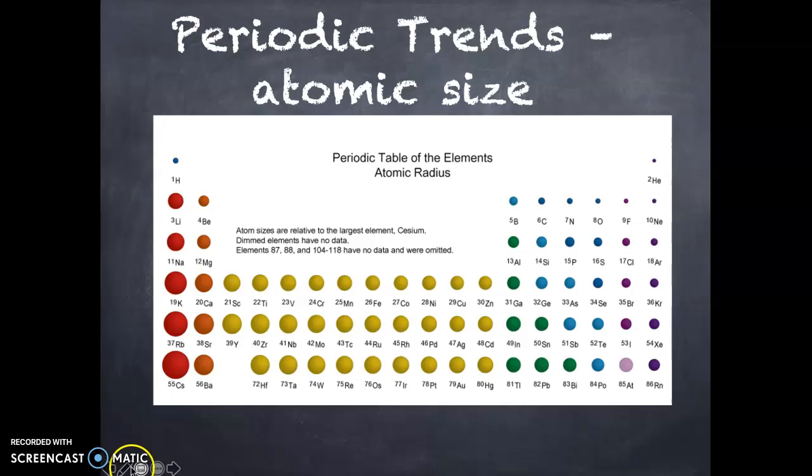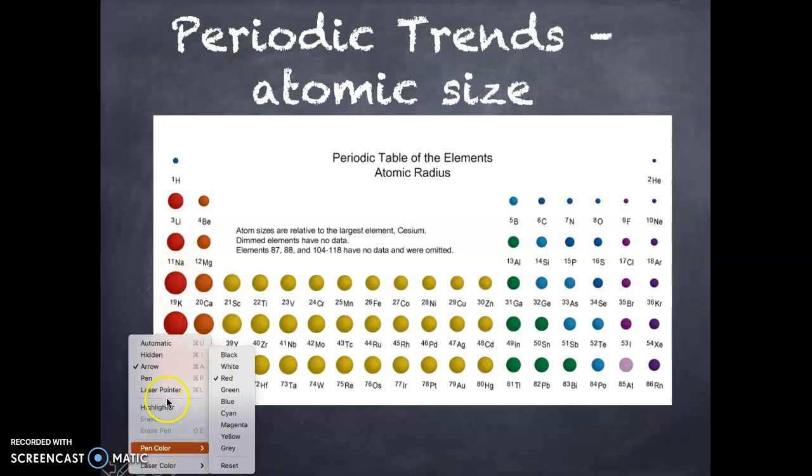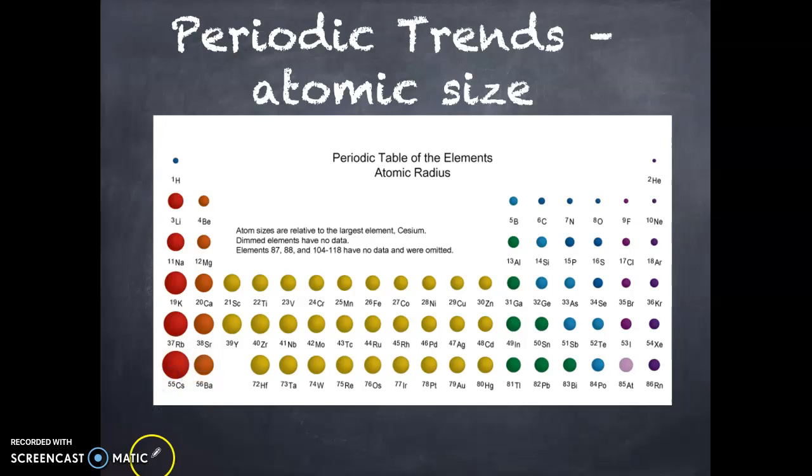All right, so there are a couple of periodic trends which we want to talk about when it comes to the table. So just patterns that we see when we look at the periodic table. The first has to do with atomic size. You'll notice that as you move down a group, the atoms tend to get a lot bigger.